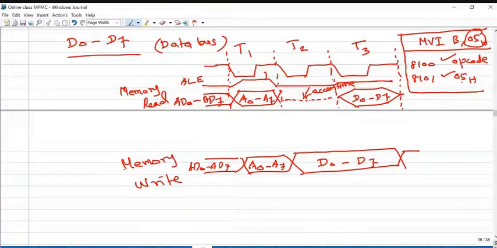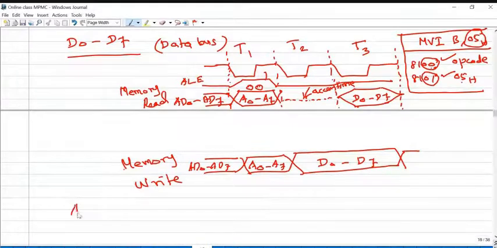So the data bus: you mention AD0 to AD7 as a data bus only after the T1 state, please remember. During the T1 state, address latch enable is active, so these pins carry the lower order address of the memory. This 00 will be placed here in this example, or 01 in the next operation. For holding the lower order 8-bit address information, the A0 to A7 pins will be used.